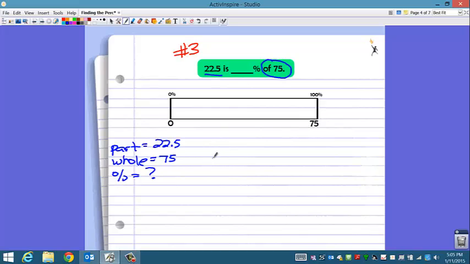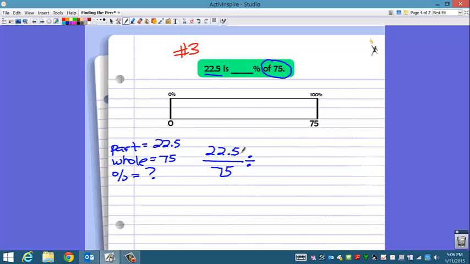So we can move on to step 2, write a part to whole fraction and simplify. Write your fraction. The part is 22 and 5/10. The whole is 75. It's okay for you to have a decimal in your fraction. Remember complex fractions, where I had a fraction inside of a fraction over a fraction. That's okay. We're still going to do the same thing. We're still going to simplify.